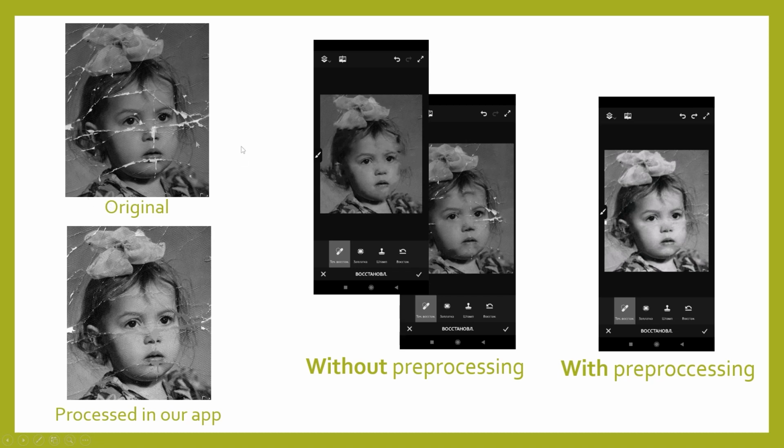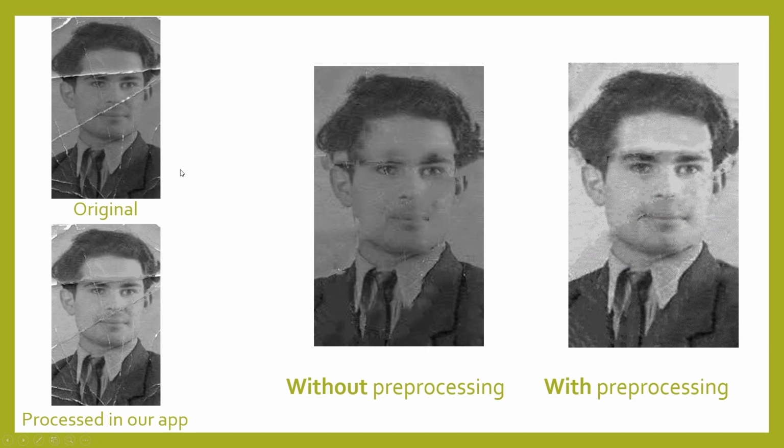It is an original image. This one was processed in Photoshop Fix without preprocessing in our app. Here we can see such artifacts as details duplicating or loss. The next one was processed in Photoshop Fix too, but with preprocessing in our app, and there aren't such artifacts as in the previous. It is an original image.